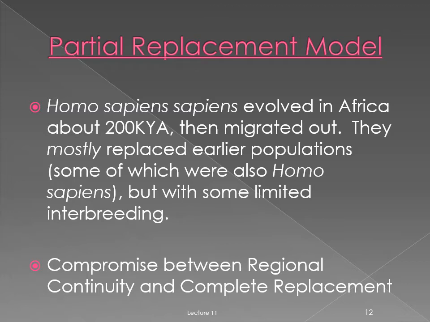In other words, the partial replacement model sees the emergence of modern Homo sapiens to be a mixture of some migration and some gene flow. This is a common pattern in science. You'll see one early theory going all the way in one direction, then a challenger that goes all the way in the other. But eventually the truth settles out somewhere in the middle. The truth of Homo sapiens' origin is somewhere in between regional continuity and complete replacement.